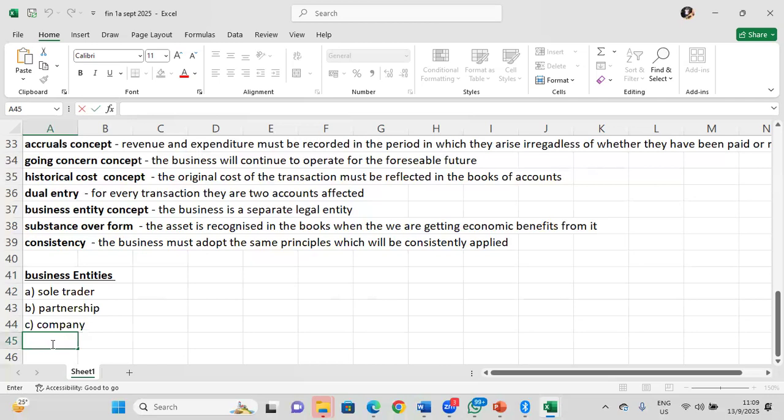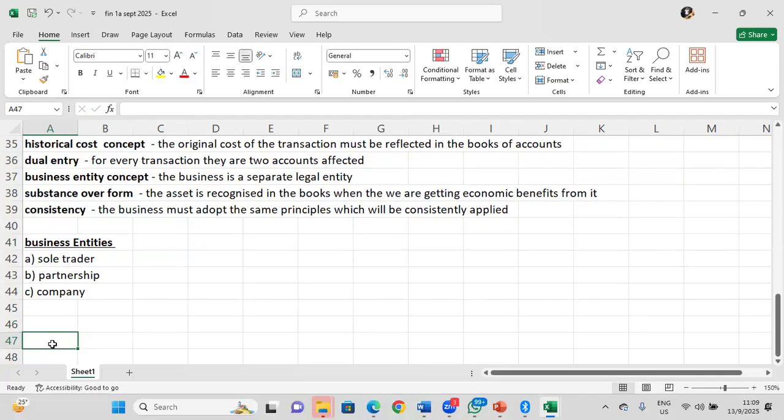All these can prepare financial accounting information. A sole trader can prepare books of accounts, a partnership can prepare books of accounts, and a company can prepare books of accounts. So let's start with a sole trader.